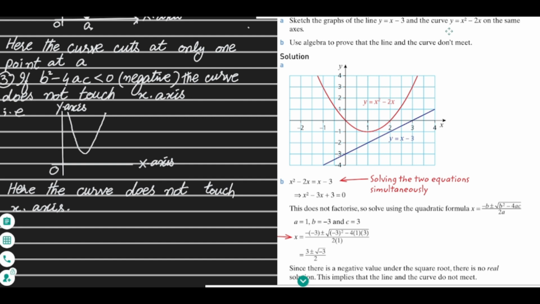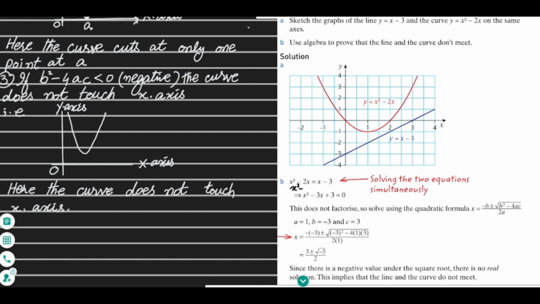This is the figure drawn for it. The curve figure is y = x² − 2x, and y = x − 3 is the equation of the line. At first we solve part b. Here we will equate the equation of the curve and the equation of the line, and solve them simultaneously.